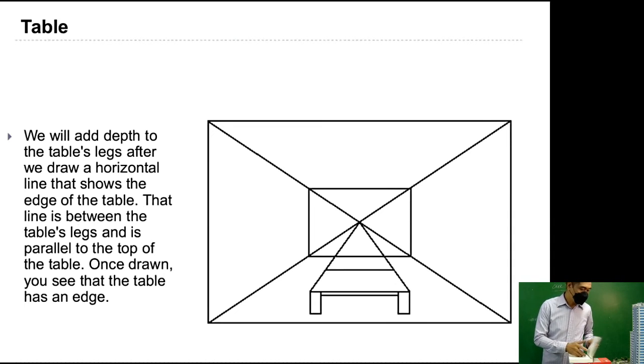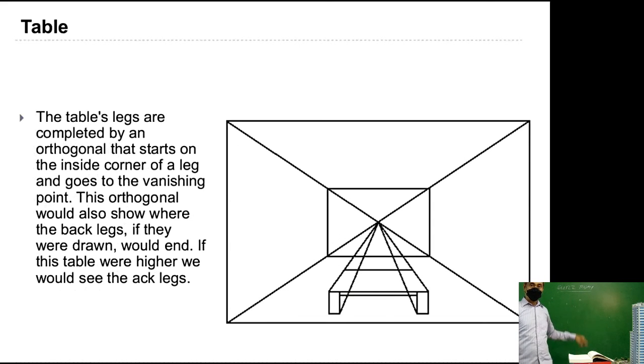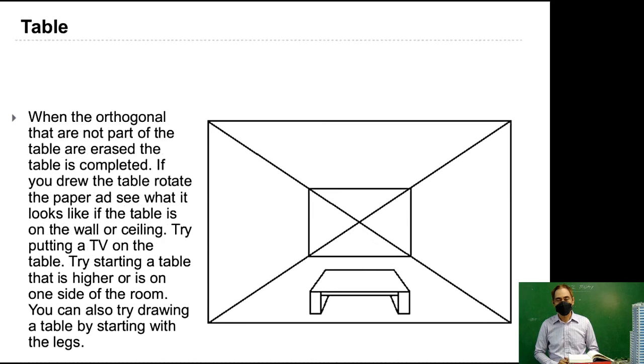We will add depth to the table's leg. After we draw a horizontal line that shows the edge of the table, that line, between the table legs, is parallel to the top of the table. The table's legs are now completed by an orthogonal that starts on the inside corner of a leg and goes to the vanishing point. And when we erase the orthogonal lines, we have a completed table.